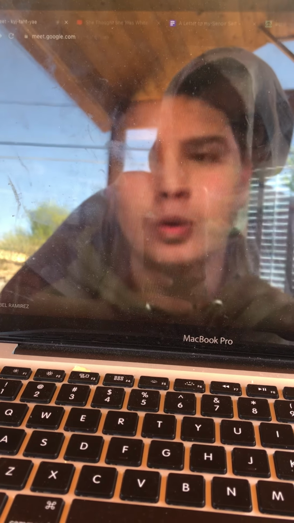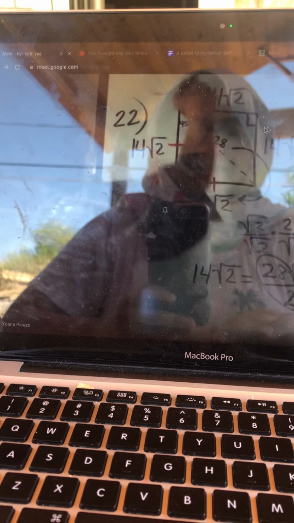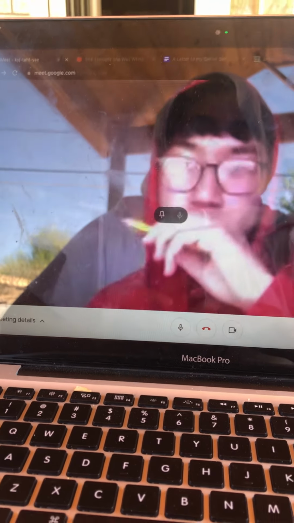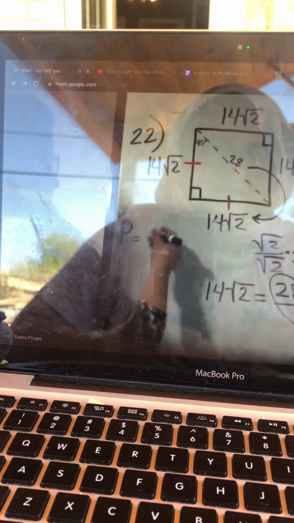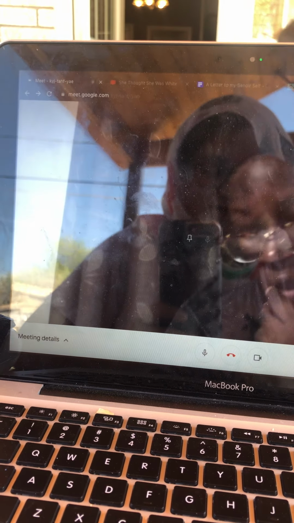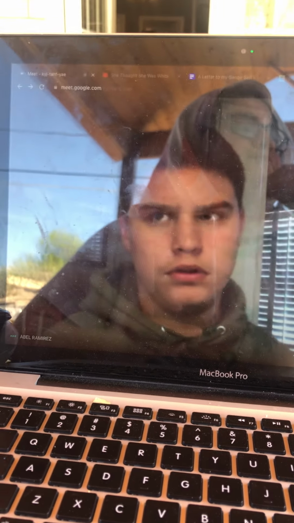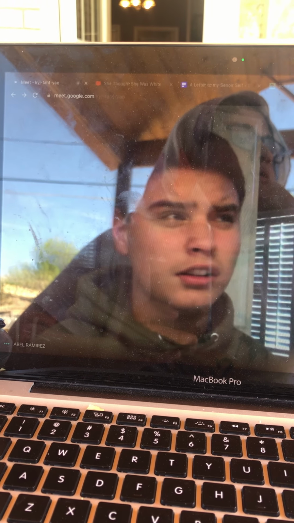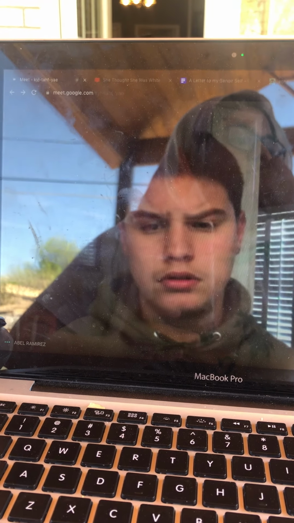Because it's a square, it wants us to find the perimeter. What is 14 plus 14 plus 14 plus 14? 14 times 4. 56. I mean, really? There we go. 56 square root of 2 units.